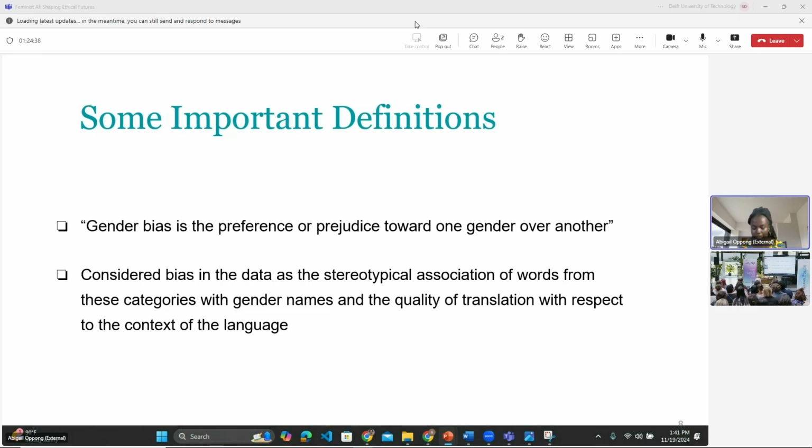One thing that I learned from this analysis helped me define the way forward. I define gender bias as the preference or prejudice towards one gender over the other, and I considered bias in this work as the stereotypical association of words from these categories with gender names, and also the quality of translation in the context of the language, in this case Chi.